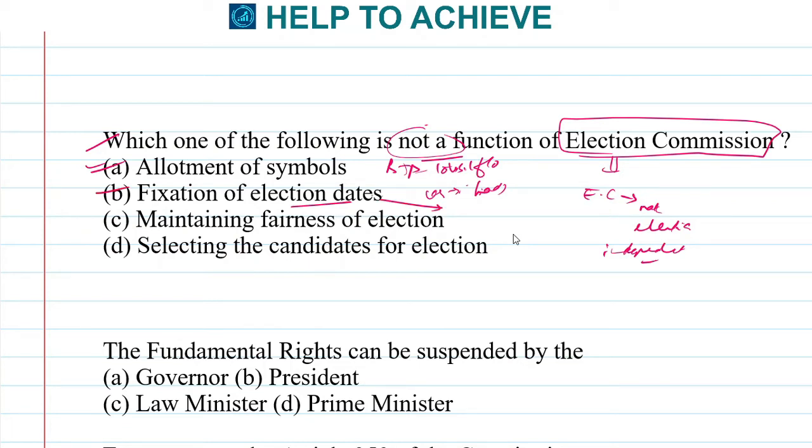Maintaining fairness of election. They have to ensure that elections are conducted in a fair manner. So this is also there. Selecting the candidates for election. This is mainly decided by the parties who are contesting the elections. So candidate selection is not a function of the Election Commission. It is up to the parties who decide. So the answer is selecting the candidates for election is not a function of the Election Commission.